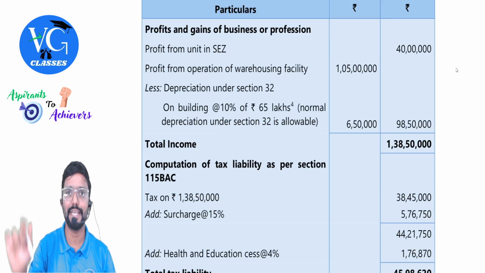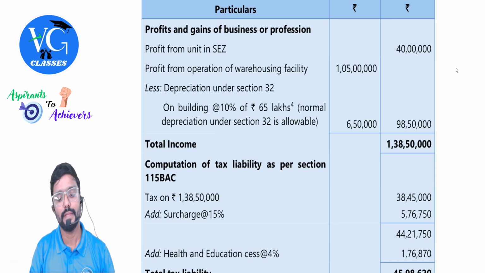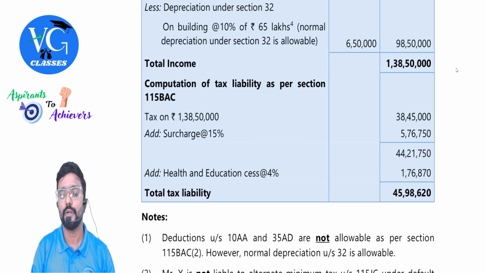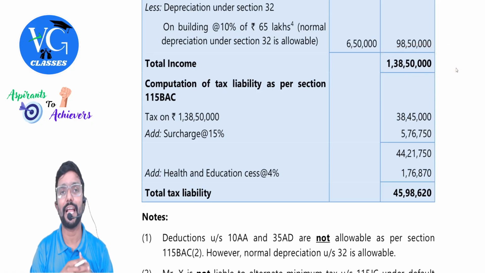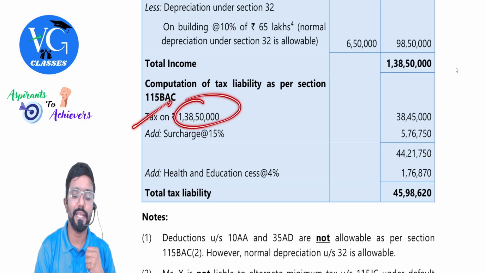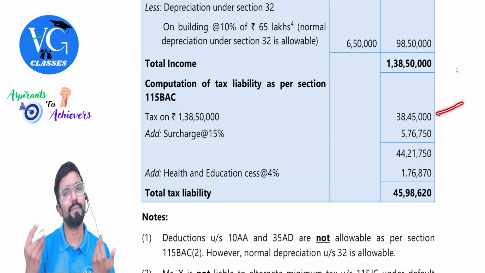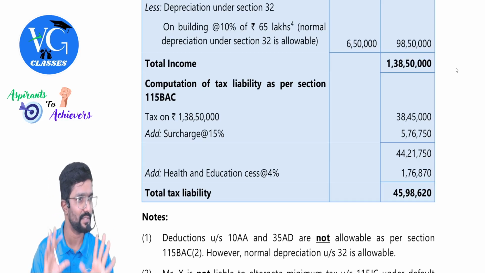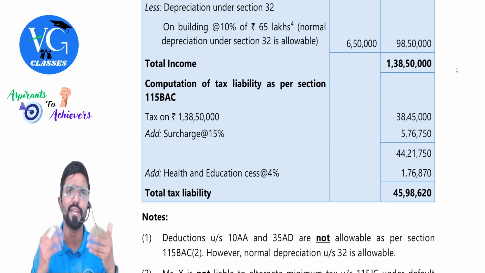35AD deduction is blocked under default regime. Then, sir, what about 10AA deduction? Even that is wrong. Total income is 1 crore 38 lakh 50,000. So compute tax. Tax on 1 crore 38 lakh 50,000. They have applied the slab rates and they have done it. You can try it out and see whether it is right or wrong. It is right, don't worry. But still you can cross check it.